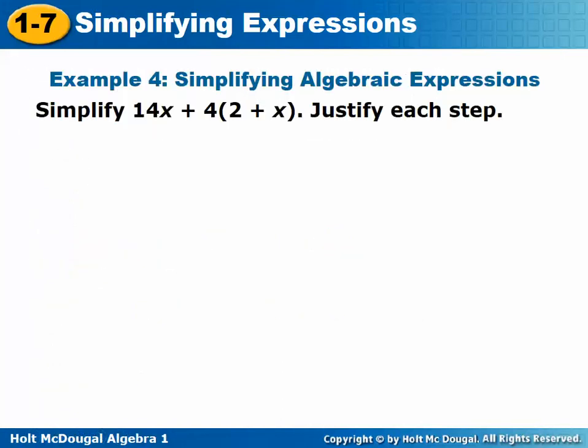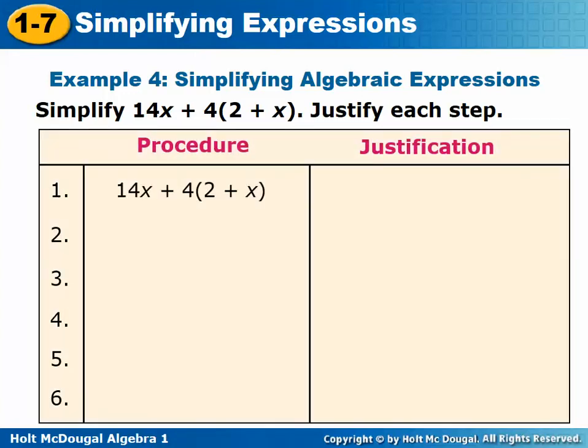Okay, sometimes we have to do the distributive property while combining our like terms. So before we can find out if there's any like terms, we have to do the distributive property. So we're going to go through this really step by step. This is a proof or a justification of each step. So we would start with just our given problem. We write that down. And then what we're going to do is the distributive property first.